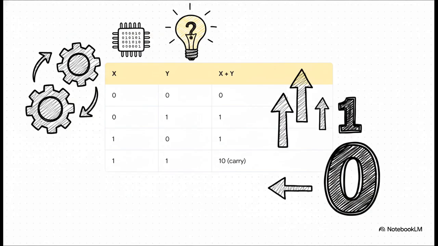0 plus 0 is 0. 0 plus 1 is 1. 1 plus 0 is 1. But what happens when you add 1 and 1? In decimal, it's 2. But binary doesn't have a 2. So 1 plus 1 equals 10. You write down the 0 and you carry over the 1 to the next column.